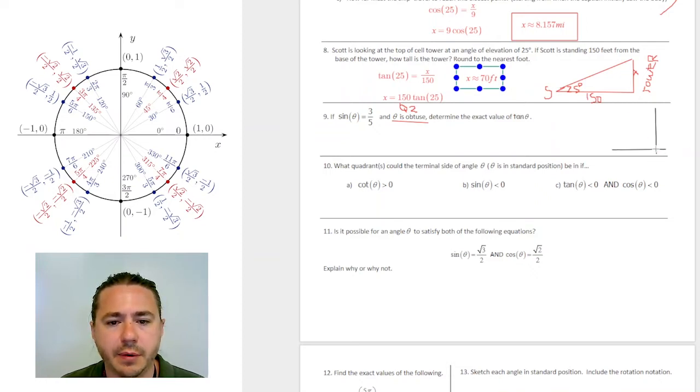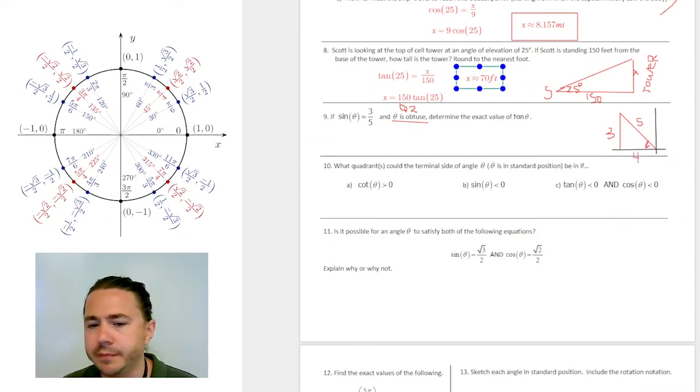Now, what ends up happening is your cosine, or that adjacent side, we're going to label with a negative. Here's theta right here, so our reference angle is right here. Okay, so sine is 3/5. That means this is 3, this is 5. We can use the Pythagorean theorem to find this missing side, which ends up being 4. I can see that right away because I know my 3, 4, 5 triangle. But just be careful here because we are in quadrant 2, so this should be -4.